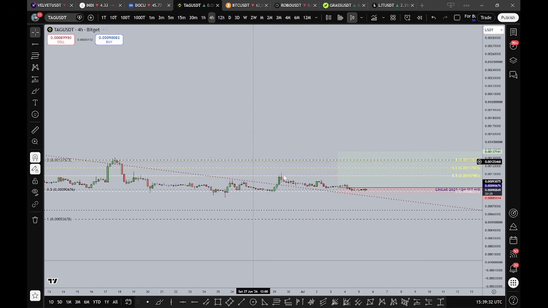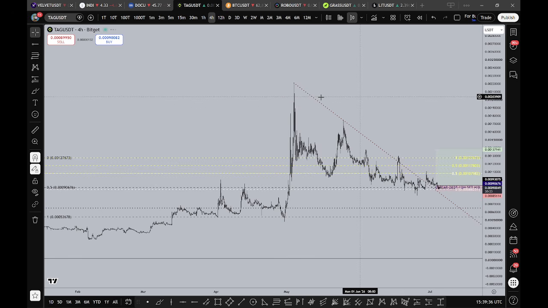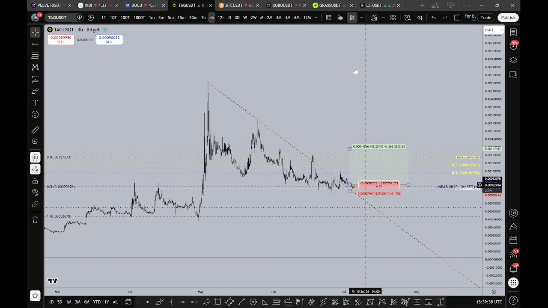This one is TAG. Trend is to the upside, so if you wanted to try and hedge an entry, it would be like that, right?